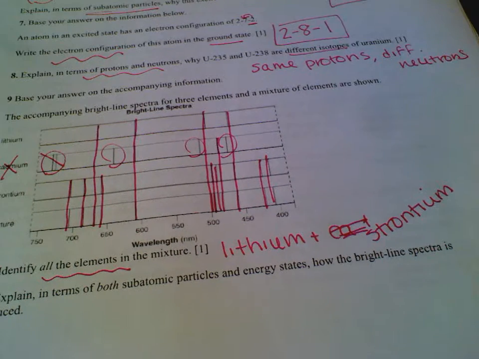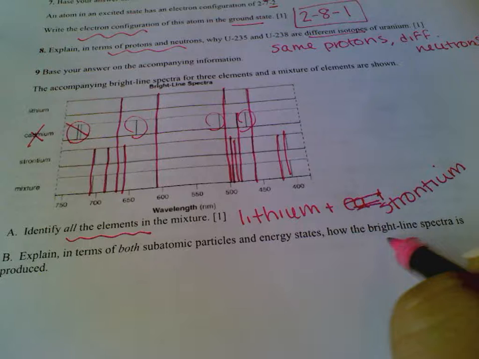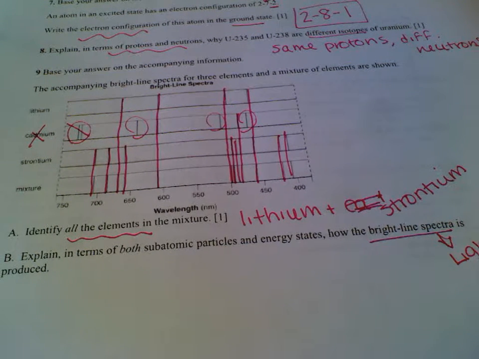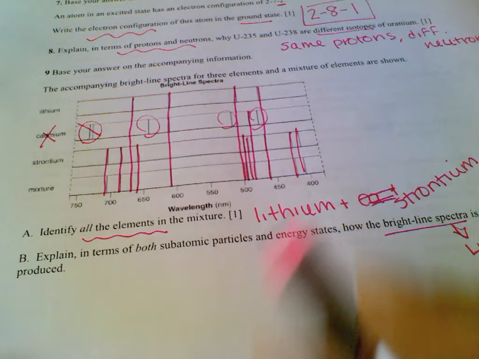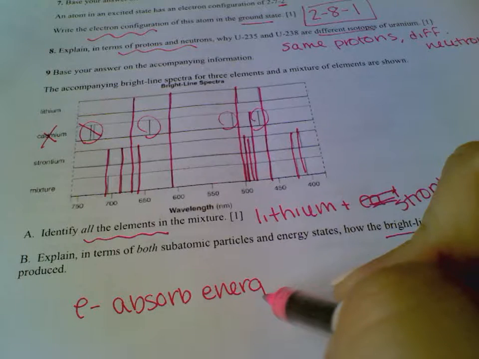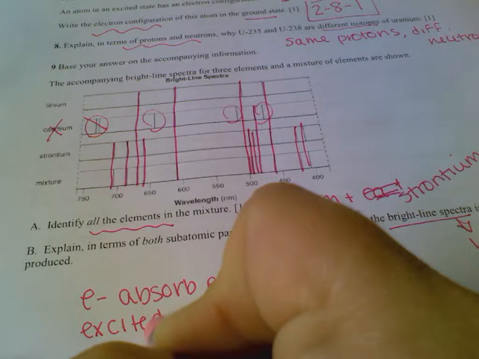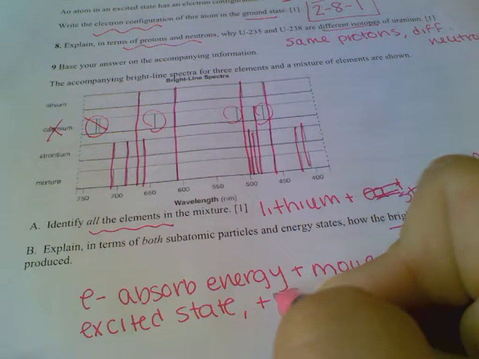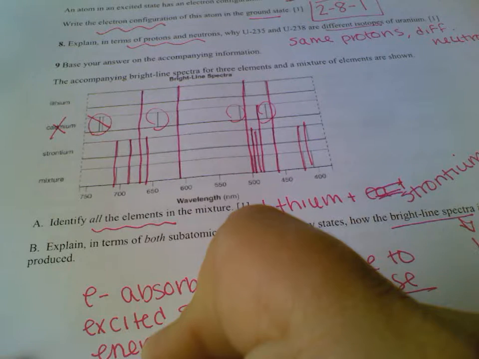Okay, explain in terms of both subatomic particles and energy states how the bright line spectrum is produced. So again, they're talking about, well, how do I make light? So bright line spectrum is always just light. So remember that. So I make light. Again, my electron has to absorb energy and go into the excited state and then release energy and go back to the ground state. So we'll say electrons absorb energy and move to the excited state. Then they release energy, which is the important part, when falling back to the ground state.